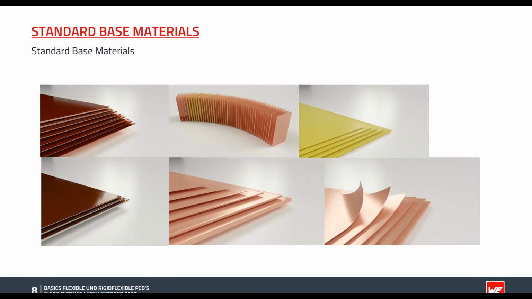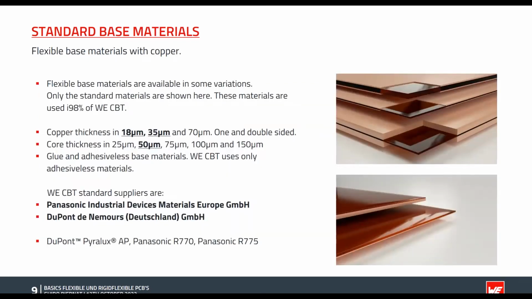And now the standard base material for the technology flex and rigid-flex printed circuit boards. Standard rigid PCBs are made of 3 basic materials: prepreg, copper foil, and the core material FR4. These materials are, of course, also used in the rigid-flex technology. To begin, I describe the flexible base materials with copper. Flexible base materials exist in some variation. Only the standard materials are shown here.